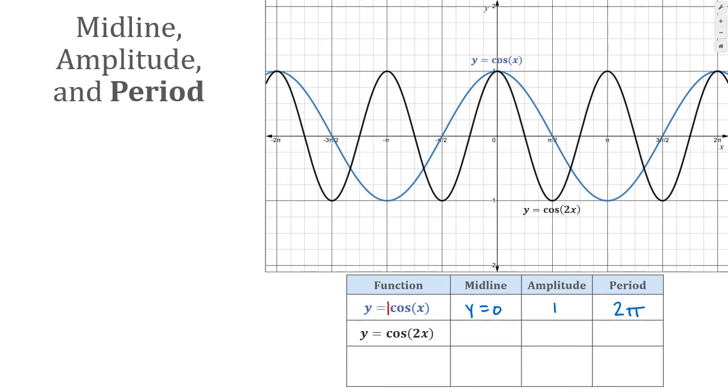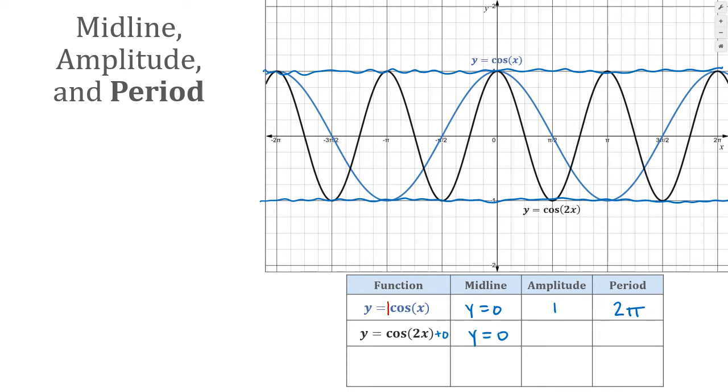It looks like it got sort of skinnier, right? Sort of got compressed, but not compressed vertically, compressed horizontally. It's like people are standing on each end and pushing forward. Has the midline changed? Well, the midline has something to do with the highest and the lowest values, and you'll notice that my highest value is still up here at 1, and it's still down here at -1 for the lowest values. So the midline has not changed, which doesn't really surprise me because there's no number on the outside.